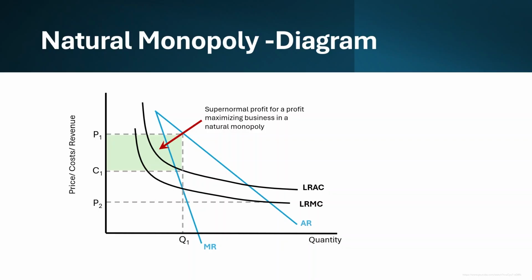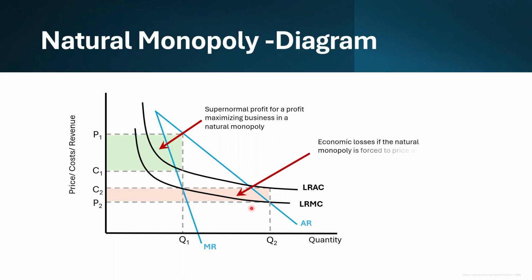They may set the price equal to marginal cost. This occurs at P2, where price equals LRMC. At this price, the quantity demanded will now increase to Q2. However, if we extend this output level up to the average cost curve, we see that average cost is higher than price. This means the firm would actually make a loss if it were forced to price at marginal cost.